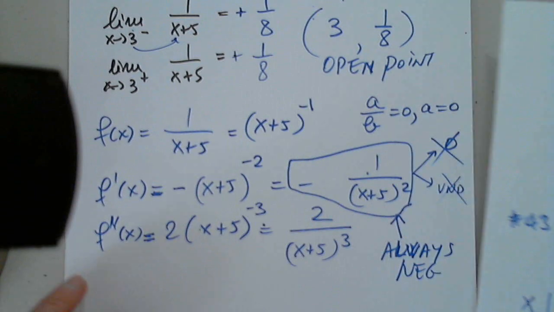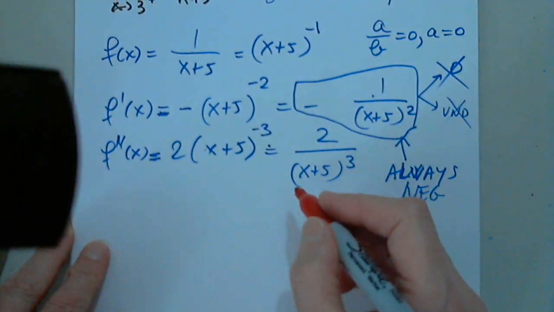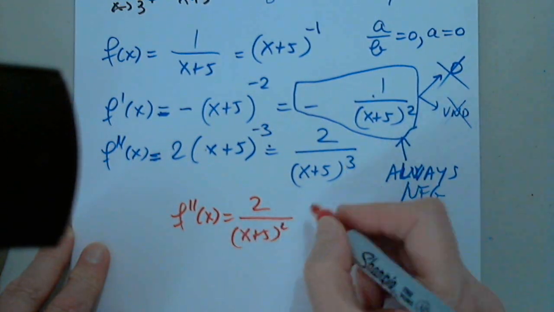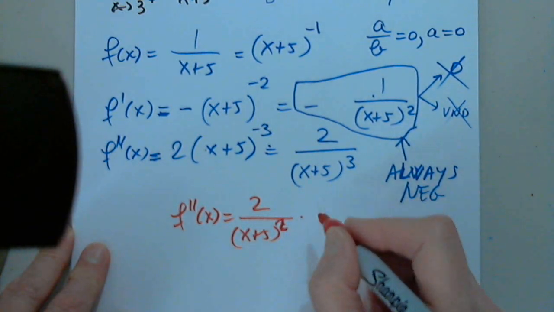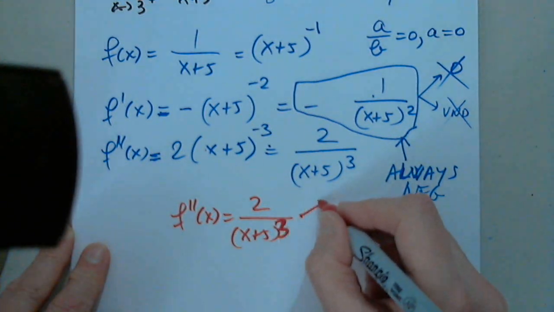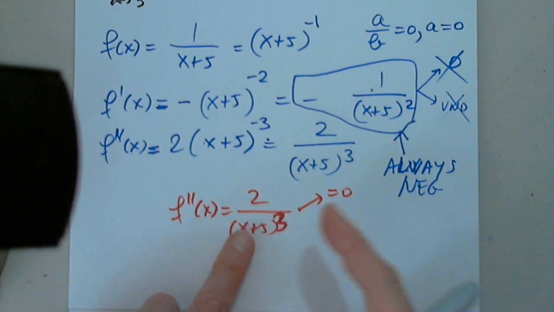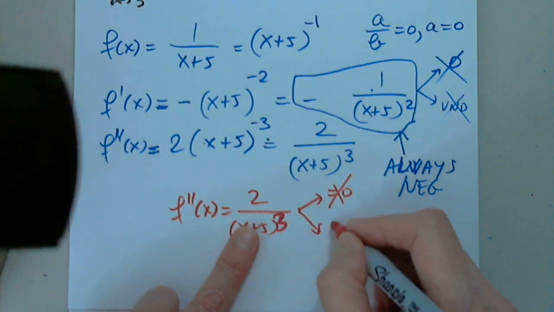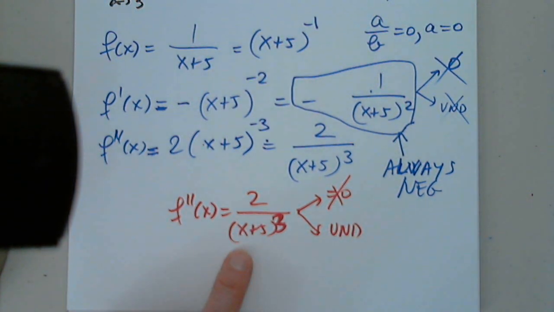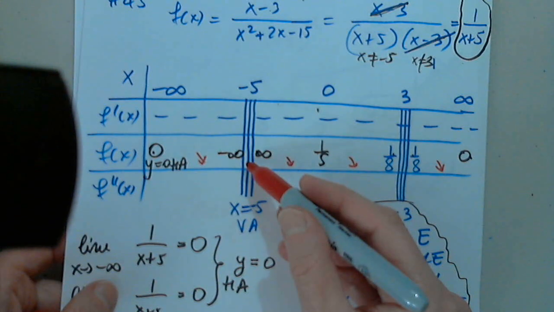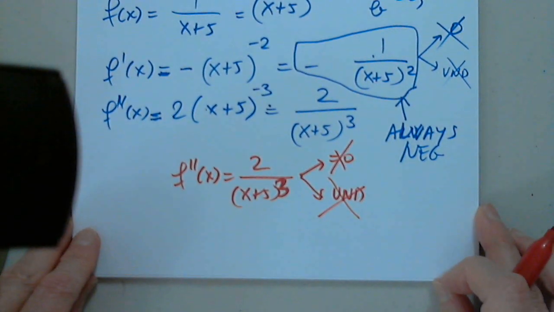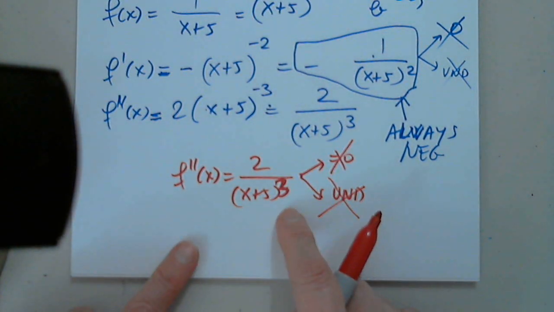Okay, now let's analyze the second derivative. Can the second derivative, which is 2 over (x plus 5) cubed, sorry, can this be 0? No. Can this be undefined? Yes, at -5. But so is the function. So nobody cares. That's not a critical number. Okay, now we have to establish the sign.